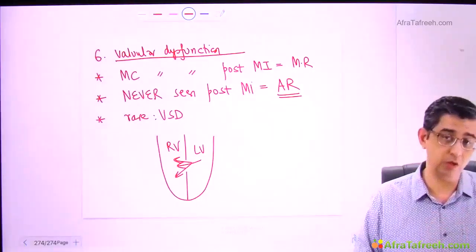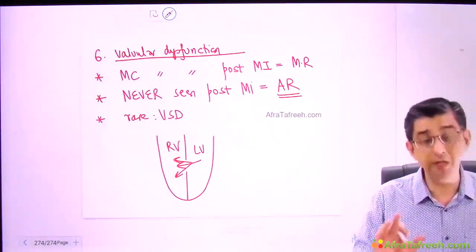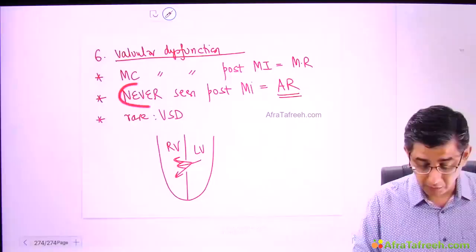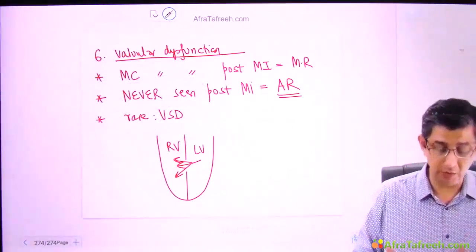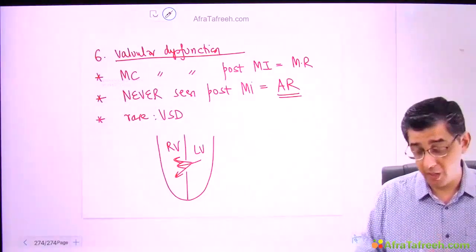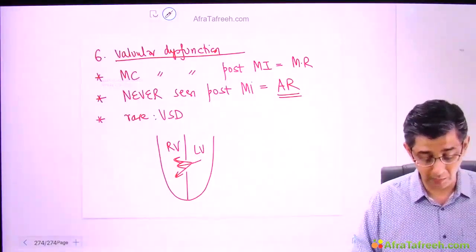Obviously, the most common one and the rare one are to be remembered. And do remember these terms in a relative sense. You see, there's a difference between the words never seen versus rarely seen. If I say never seen, obviously you can understand the English differences here. So you need to be very careful while answering these questions. And this is the structural damage that can be seen after MI.